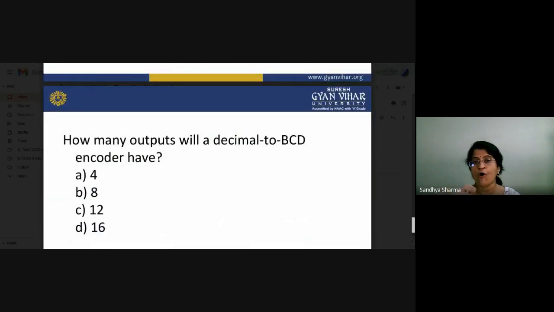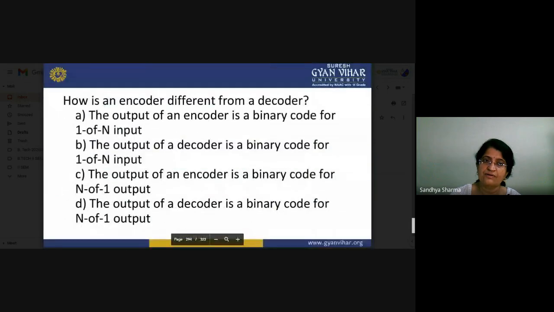This question is how many outputs. So, number of outputs you have to give, given the decimal to BCD encoder. So what about the BCD? If we are talking about the BCD, that is the binary coded decimal value, and the number of inputs are 4. So according to that, we can design that particular circuit.